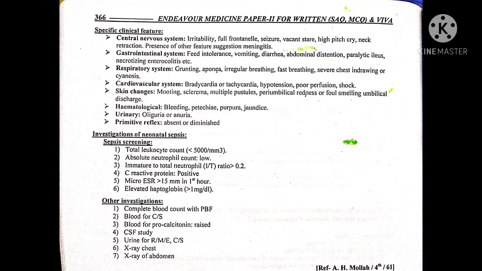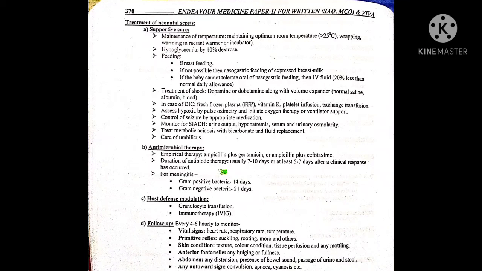Treatment of neonatal sepsis. The treatment options are supportive care. The temperature of the baby should be maintained by maintaining optimum room temperature, more than 25 degrees Celsius, then wrapping and warming in a radiant warmer or incubator. Hypoglycemia can be corrected by 10% dextrose. The baby should be breastfed. If not possible, then nasogastric feeding of expressed breast milk should be done.